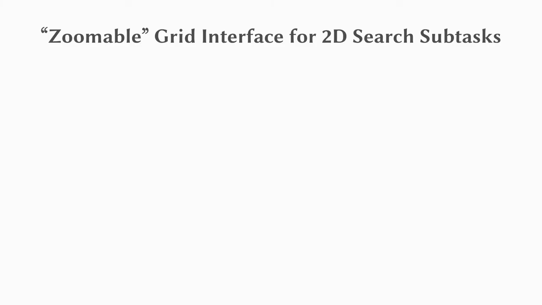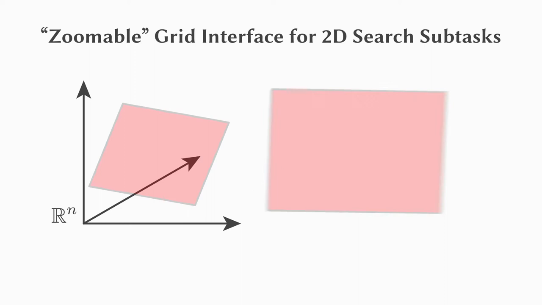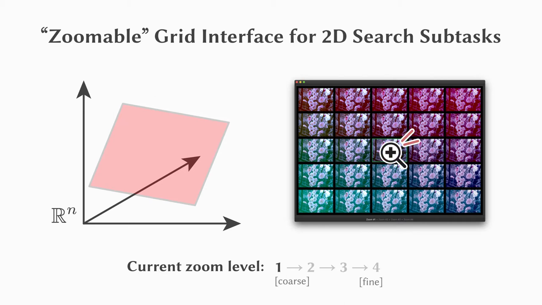We use a zoomable grid interface to facilitate 2D search subtasks. Users begin with the coarsest zoom level and select the best one in the grid view. Then, the interface goes to the next zoom level for more precise search. After several iterations, this subtask finishes, and then the interface displays the next plane for the next subtask.